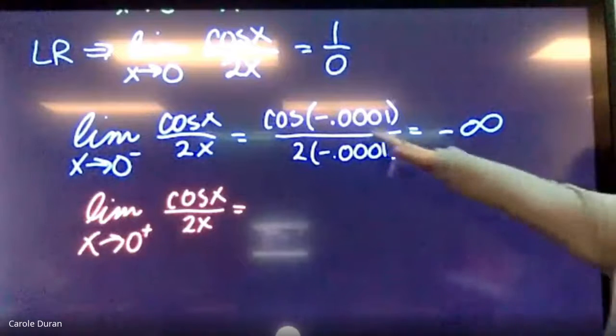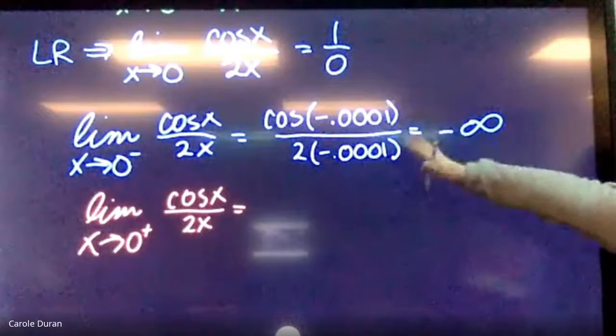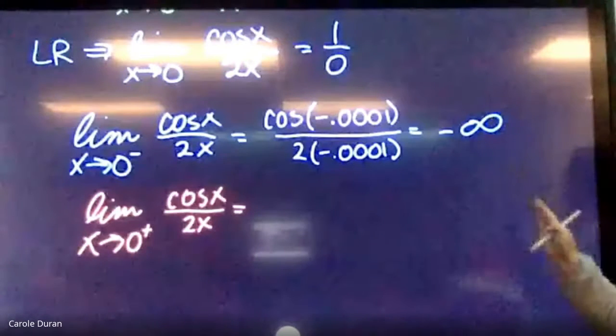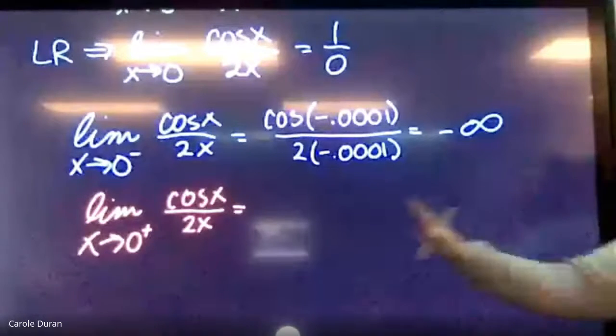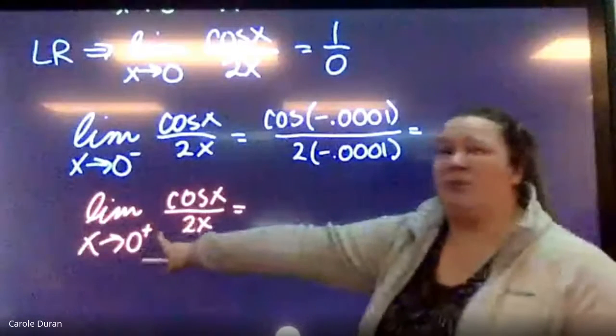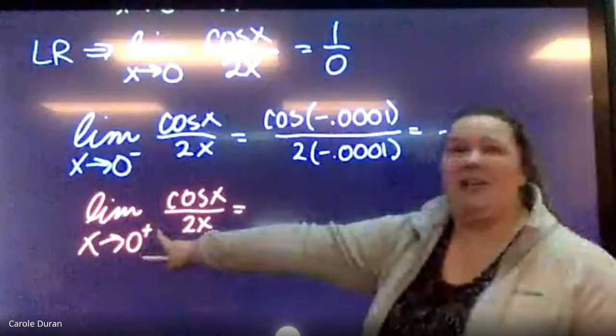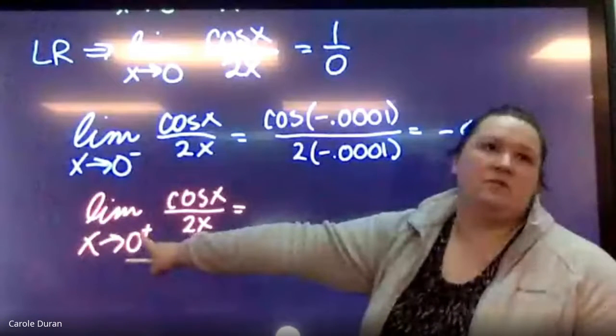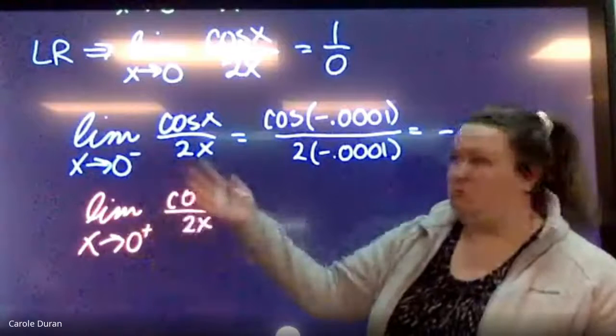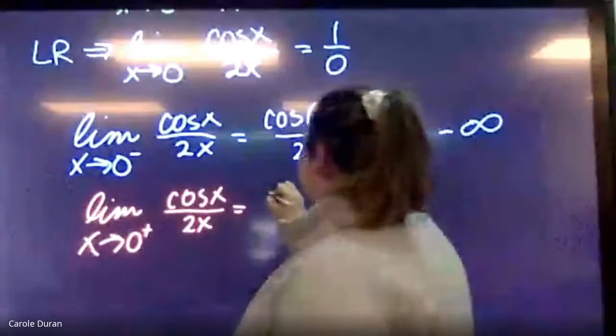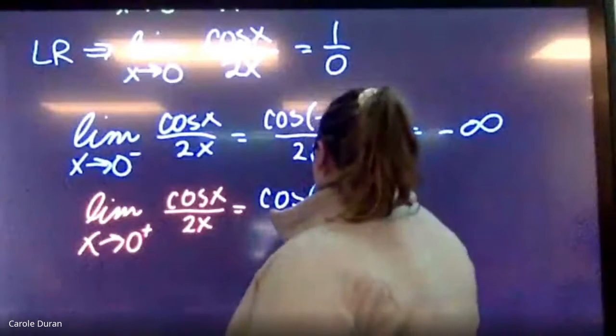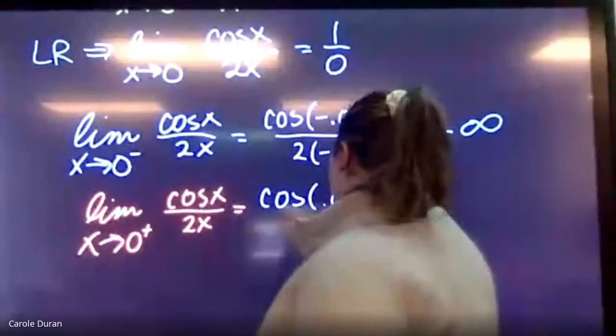So we would say that as we approach 0 from the left, it's going down to negative infinity, which a graph would support. Now we do the same thing, except this time we're coming from the right. So what's a number really, really close to 0, but from the right? So positive 0.0001. Same concept, just this time we're plugging in a positive number that's really close.